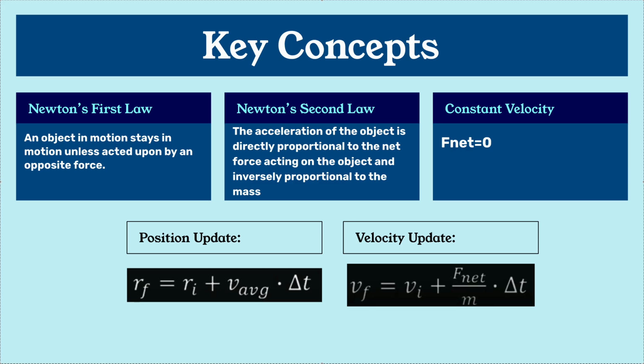Additionally, we utilize the position update and velocity update formulas, which you can see at the bottom. It is also important to note that Fnet should equal 0 to ensure that there is a constant velocity and no acceleration, and that no friction is acting on the system.